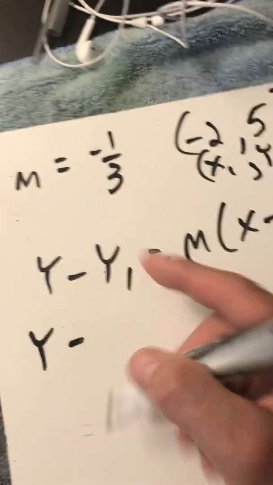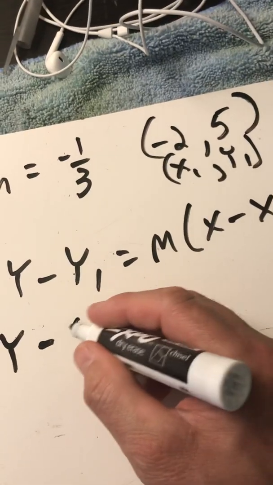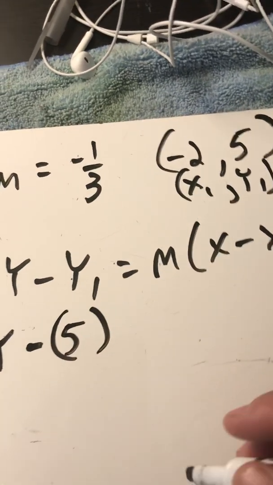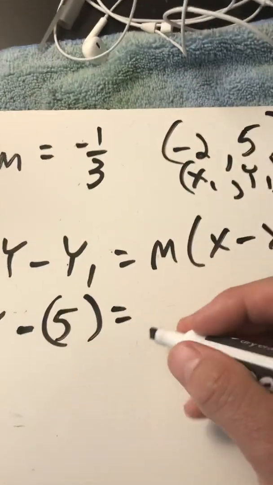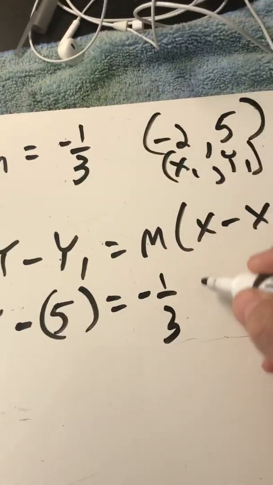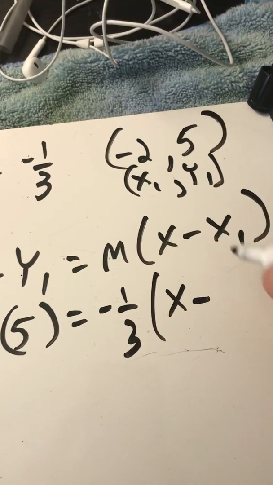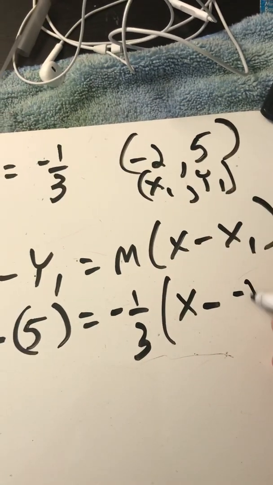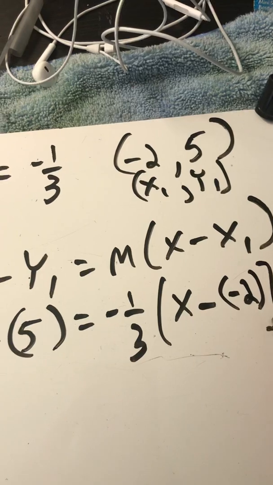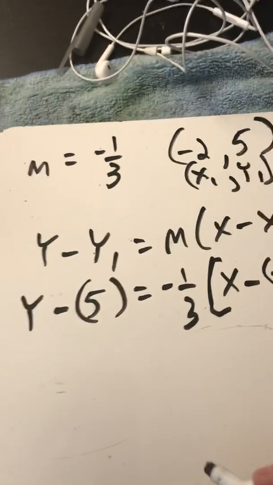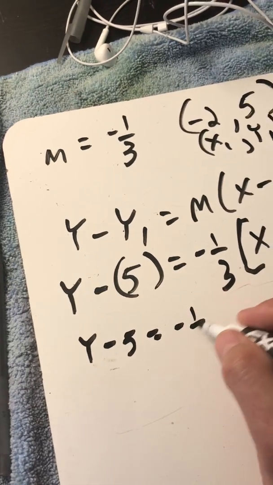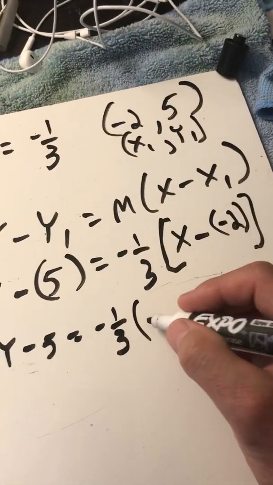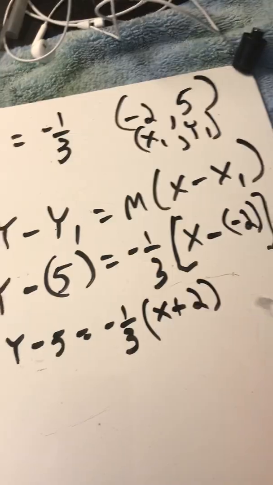Y minus y1, which is 5. I would use parentheses because you've got to watch your negatives. Equals the slope, negative 1/3, times x minus x1, which is negative 2. I should probably use brackets there. So that is y minus 5 equals negative 1/3 times x plus 2.